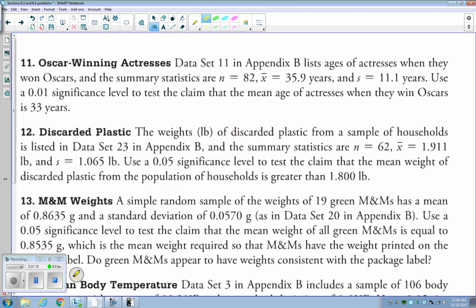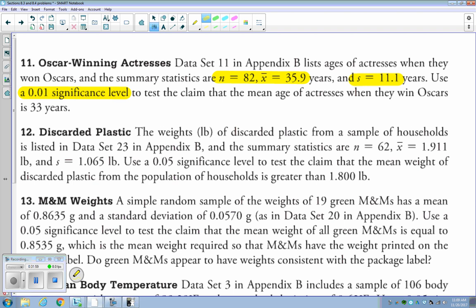So it's Oscar winning actresses from a data set. It lists the ages of the actresses when they won their Oscars. They've then given us the summary statistics of an n of 82, x bar is 35.9, and the sample standard deviation is 11.1 years. Use a significance level of 0.01 to test the claim that the mean age of an actress when they win Oscars is 33 years.